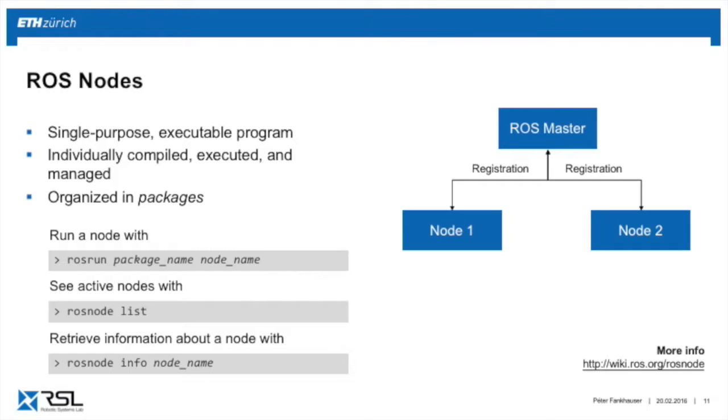Once you've done that, you can look at the list of all the programs that run by typing in rosnode list, which lists all the active ROS nodes. And then if you need specific information about one of the ROS nodes, you type in rosnode info, and then the name of the node. And then it spits out all information about the node.